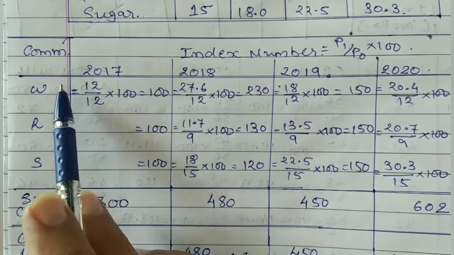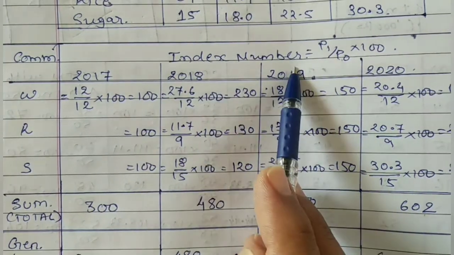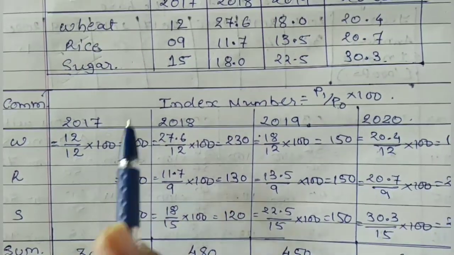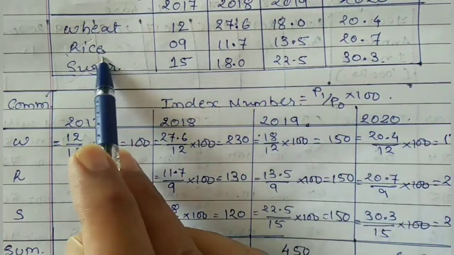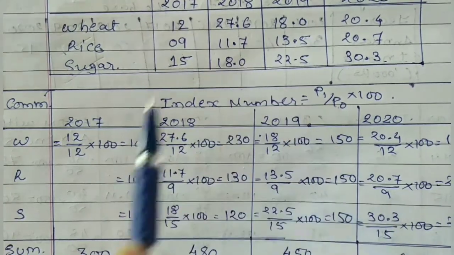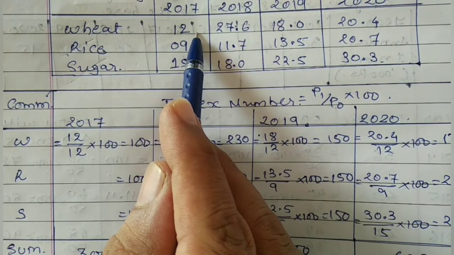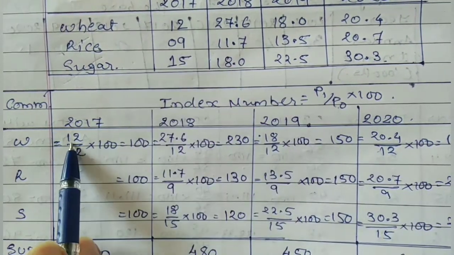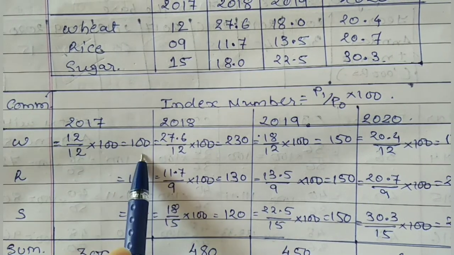See, commodities given are wheat, rice and sugar. Index number formula is P1 upon P0 into 100. We require to calculate for wheat, for rice and for sugar. For wheat, first year's information is 12, and base year's information is also 12. That's why current year's price upon base year's price into 100 means the answer would remain same, 100.